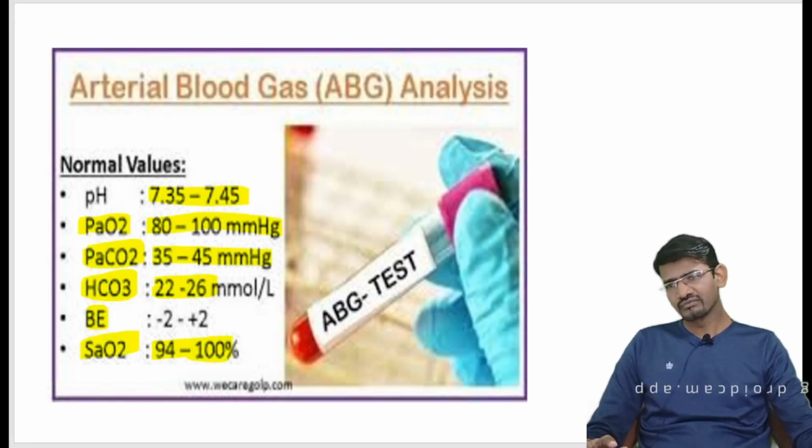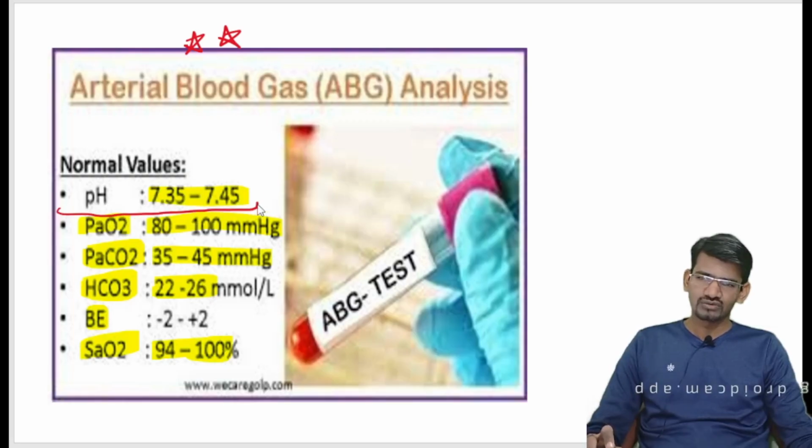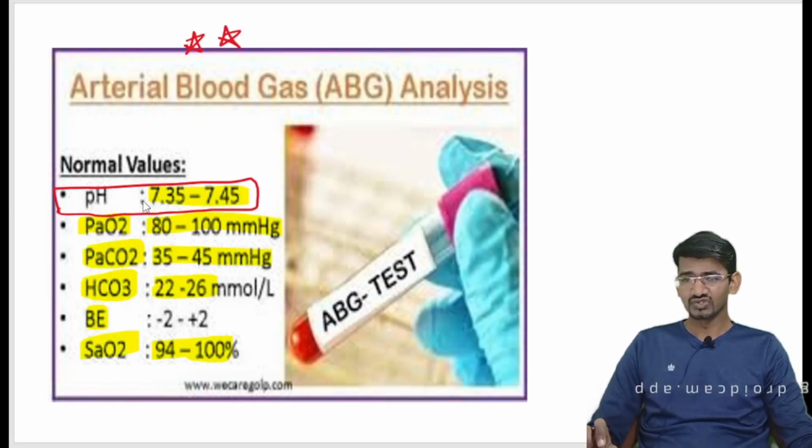So this is also a very important chart. You should remember the normal values of the ABG. So what is the normal value of pH? They may ask you the normal value of the partial pressure of carbon dioxide, or the partial pressure of oxygen. So this is very, very important. The most frequently asked question is the normal pH of the blood, that is 7.35 to 7.45.